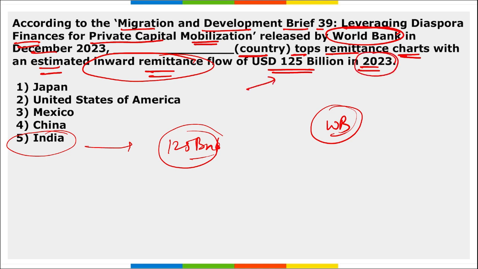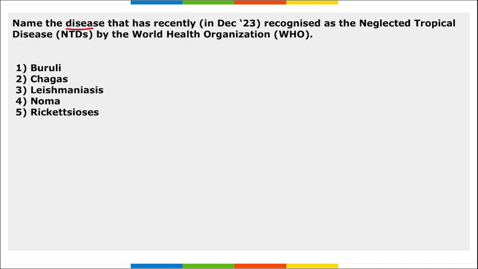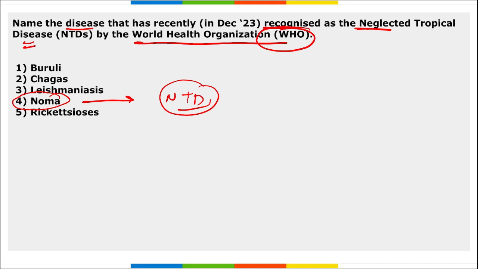2023 for India. Next, name the disease that was recently recognized as a neglected tropical disease by the World Health Organization. Which is that? Name that disease. It is Noma. Noma has been declared a neglected tropical disease by WHO.